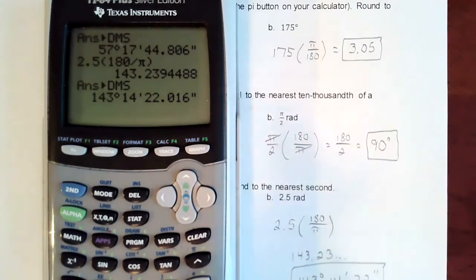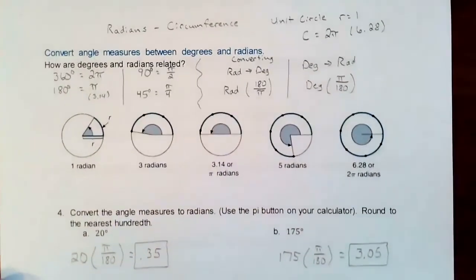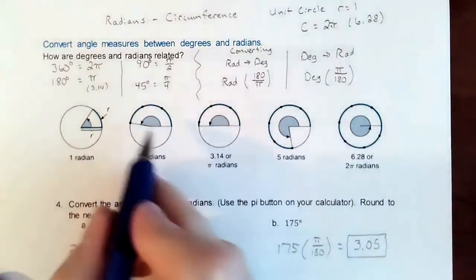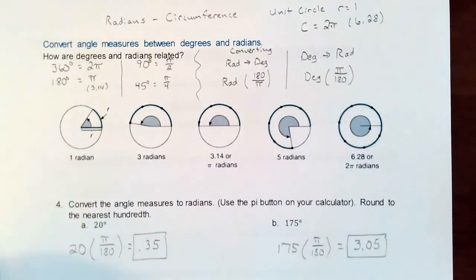All right. So that was a little bit of an introduction to radians. And radians, again, is just talking about circumference. So we're talking about fractions of a circumference when we start going around the circle.